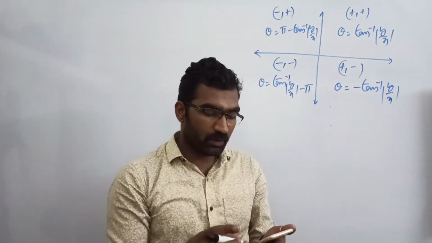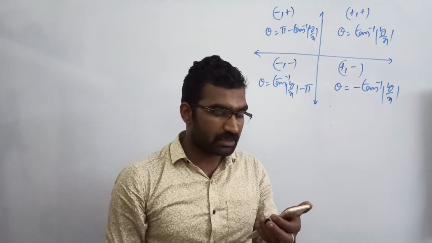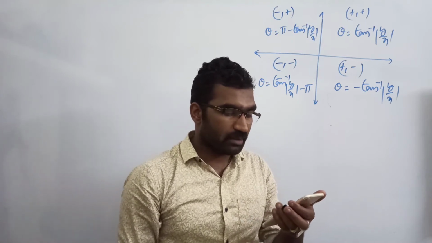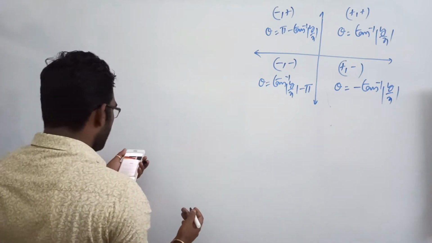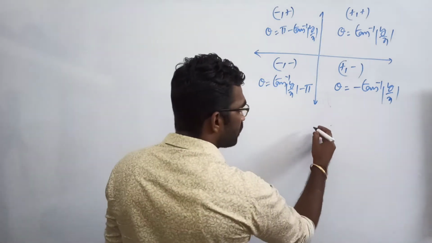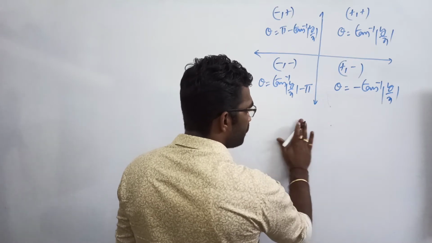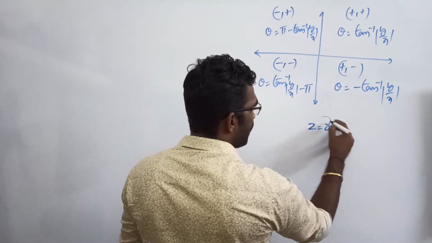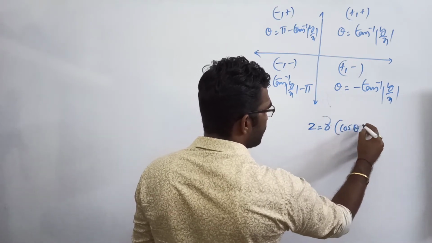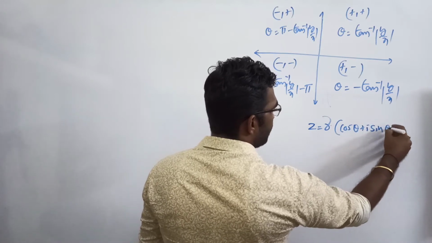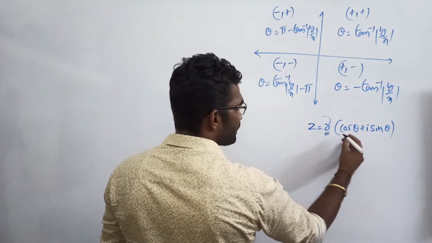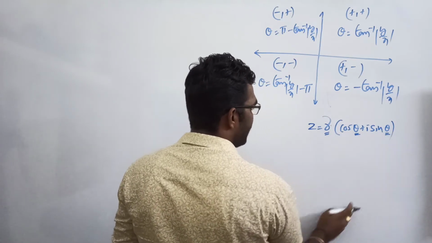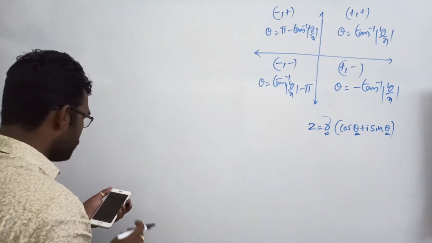Let us move on to the second main question. Convert each of the following complex numbers into the polar form. So we have to express the given numbers in polar form. So what is the polar form? Polar form, we know it: z equals r into cos theta plus i sin theta. So what is necessary here is to find r and theta.